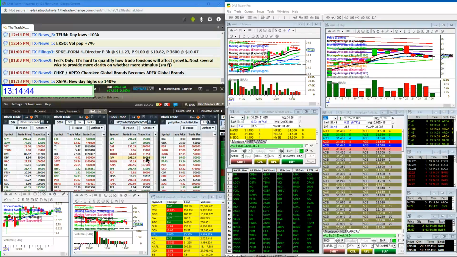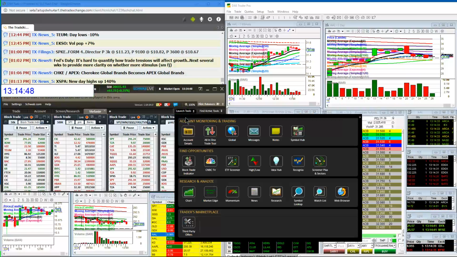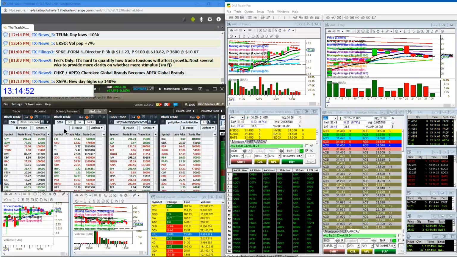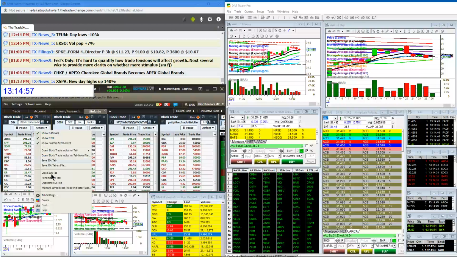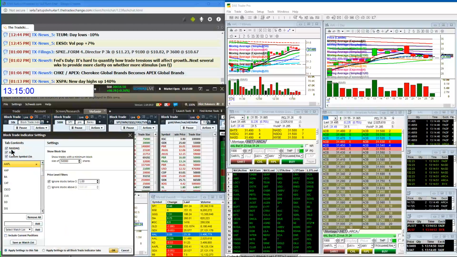So you kind of keep it secret. But it's really easy to set up the block trade indicator. Launch tools, block trade indicator right there. I open up 4 of them, and I have 50,000 and higher. You can go into actions and into tab settings and you can set it up.